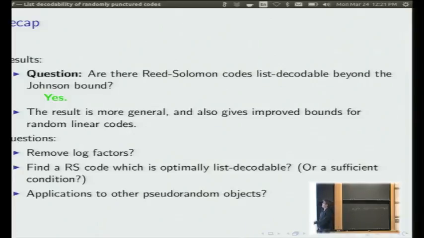And finally, one thing I'm interested in is trying to apply this type of argument to other pseudorandom objects. List decodable codes are related to extractors and expanders and all your favorite pseudorandom gizmos. And so if any of you have open problems about pseudorandom objects, I'd love to know about them.